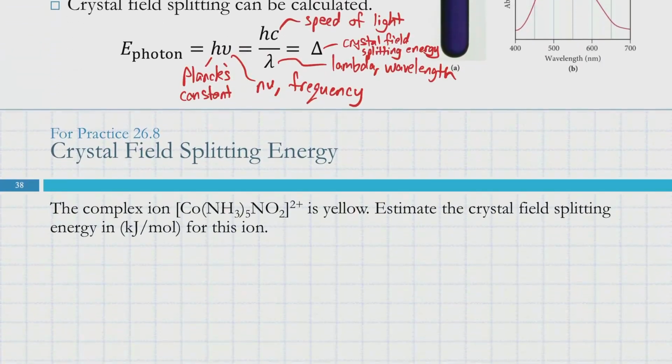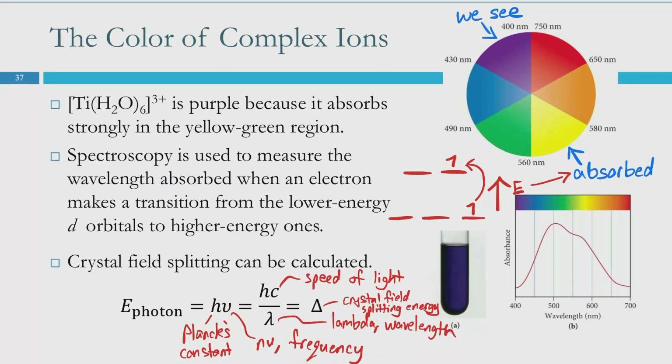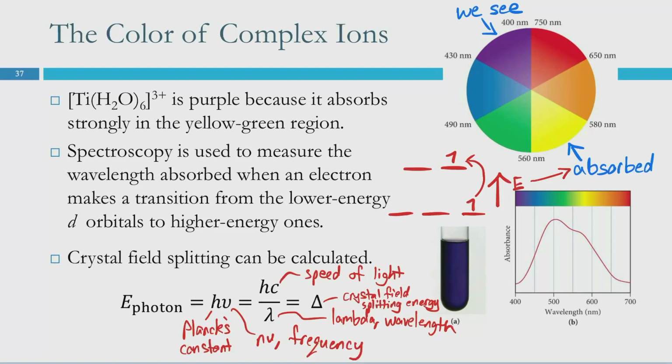So to try this out, we've got this complex ion, this octahedral complex ion. It's yellow. That's the color that we see. Estimate the crystal field splitting energy in kilojoules per mole for this ion. So the color that we see is yellow. Think about what that means in terms of the light that's being absorbed. If we see yellow, what color is being absorbed?